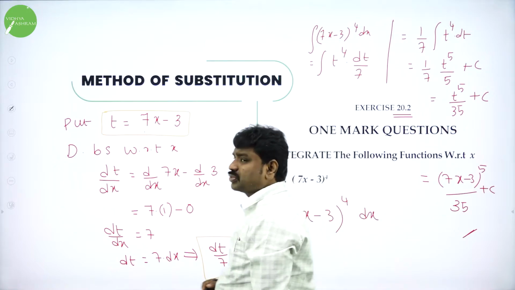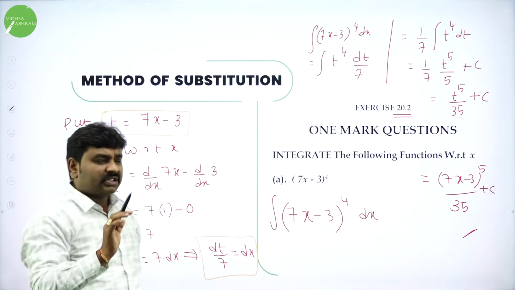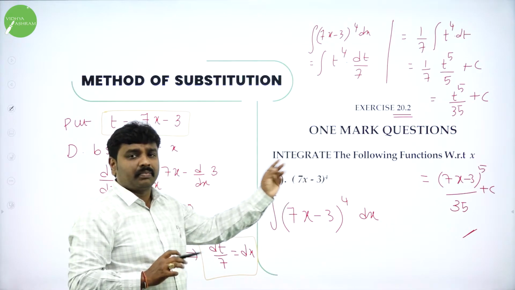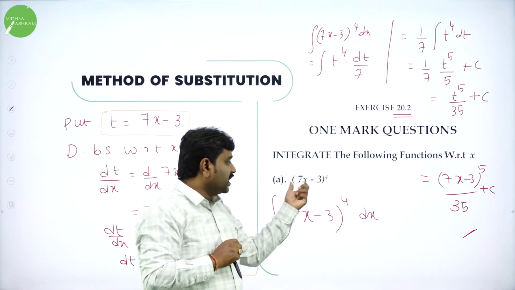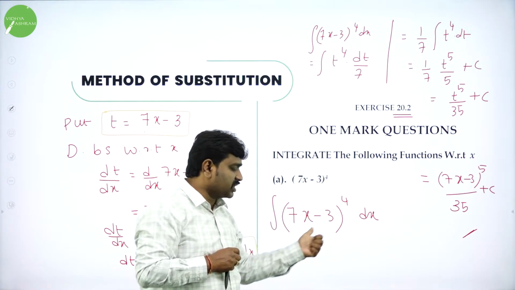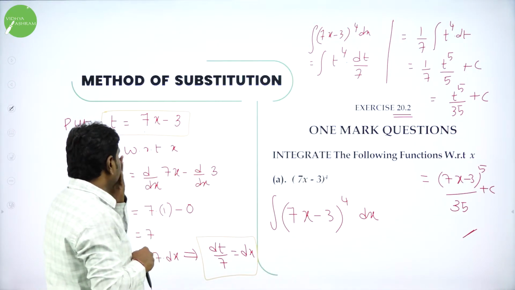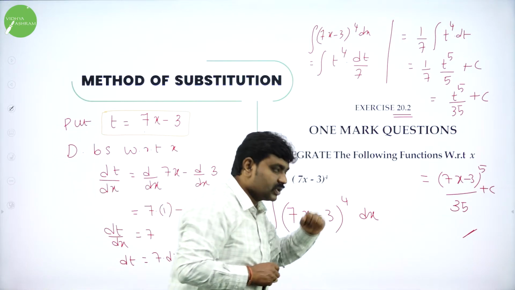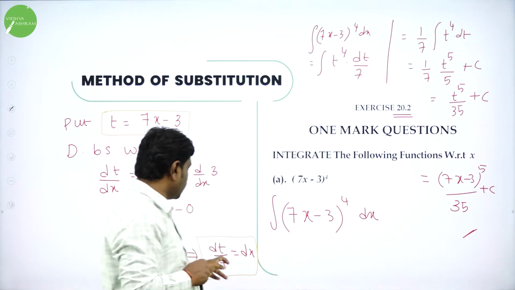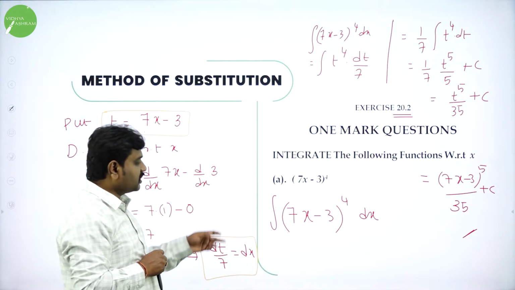That's it. So we call this the method of substitution. The method is simple. Here we have x power 4, which is in x power n form, but instead of x power n, we have ax plus b, or we have 7x minus 3. Take this internal function 7x minus 3 as t. Then differentiate and get the value of dx. And in the place of this put t, and the dx value you get after differentiation will become dt by 7, substitute it.